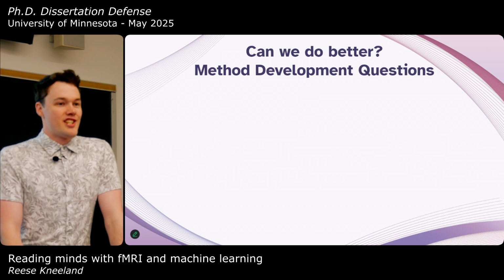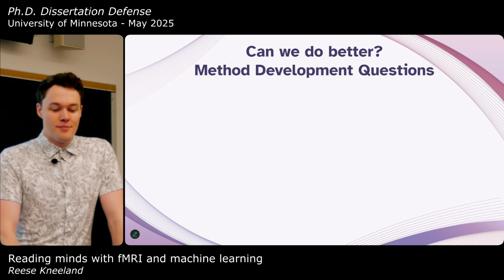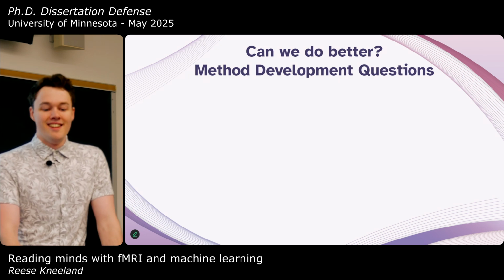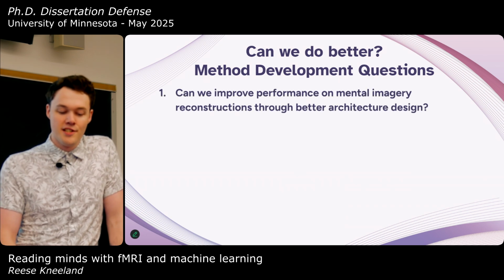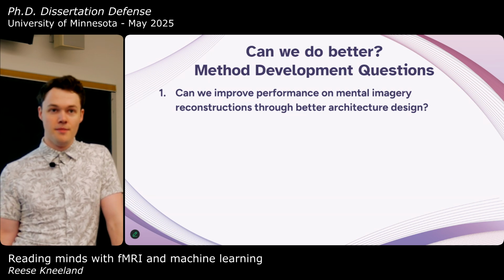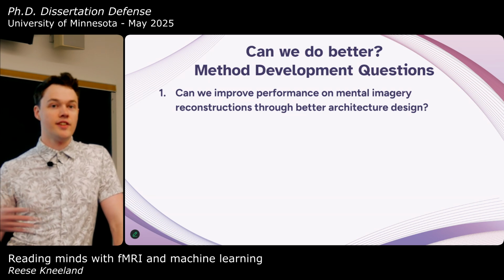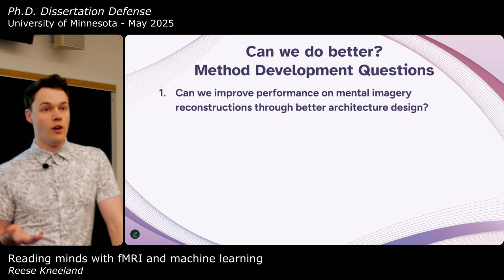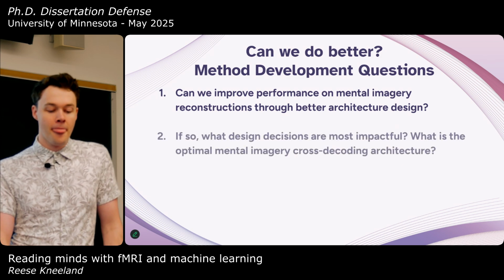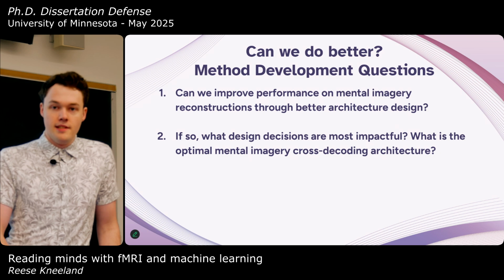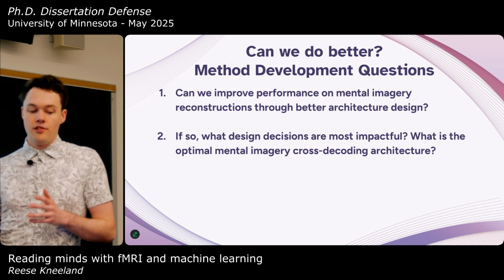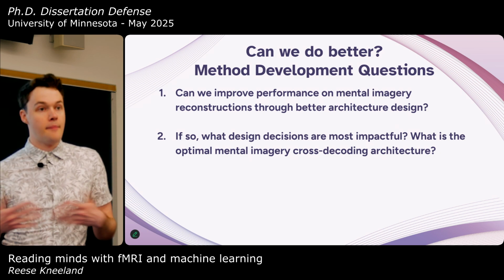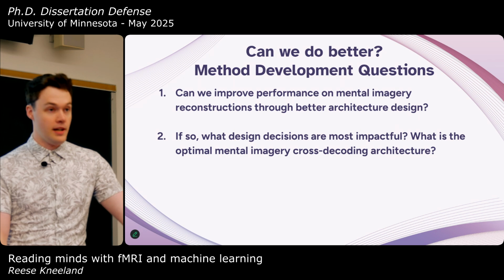So the second half of my talk is going to primarily focus on the question of: can we do better, and how? First of all, can we improve reconstructions on mental images at all, by tailoring the architecture to both what we know about mental images and what we can observe about how existing methods do on this dataset? Our second question is going to be exploring in more detail which architectural decisions are most impactful and what the optimal mental imagery architecture might look like.